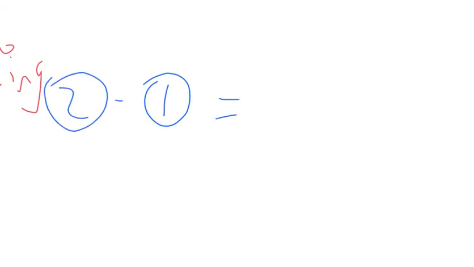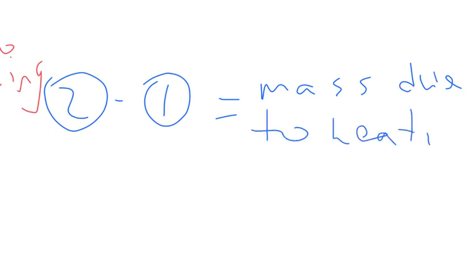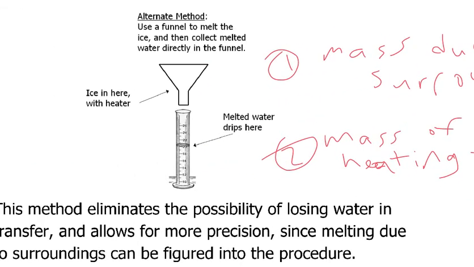Then we would take, essentially, experiment 1, right? And you would subtract that from experiment 2. And that equals mass due to heating only. All right? So this is the amount of mass that melts due to the heating alone. All right? So this lets you get rid of some of the error of the heat of the surroundings, basically.